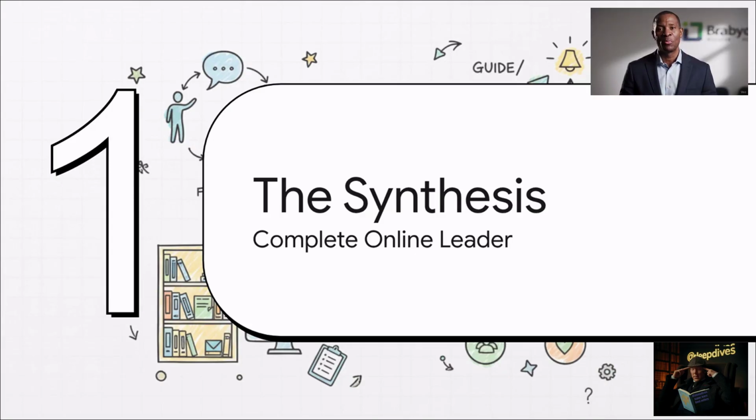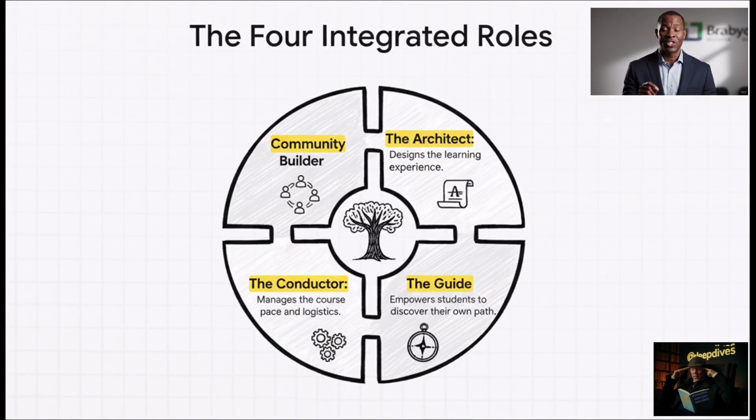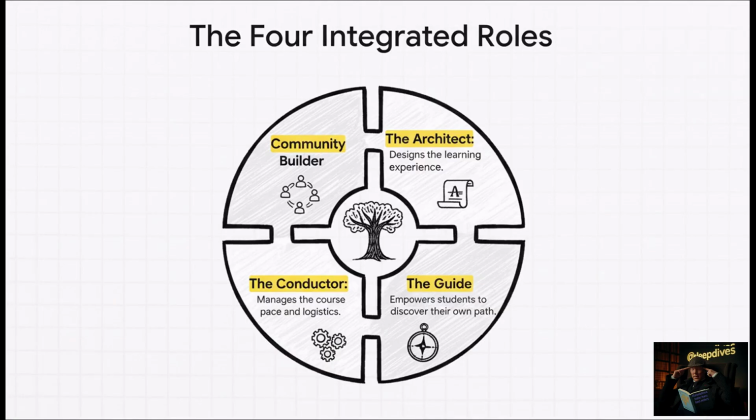Four really powerful but distinct roles. So how does this all come together? How do you become a complete online leader? Well, let's do a quick recap. You have the architect, who designs the experience, the community builder, who creates the atmosphere, the conductor, who manages the process, and the guide, who empowers the learner. See how they all fit? Each role is absolutely essential, and they all build on each other.